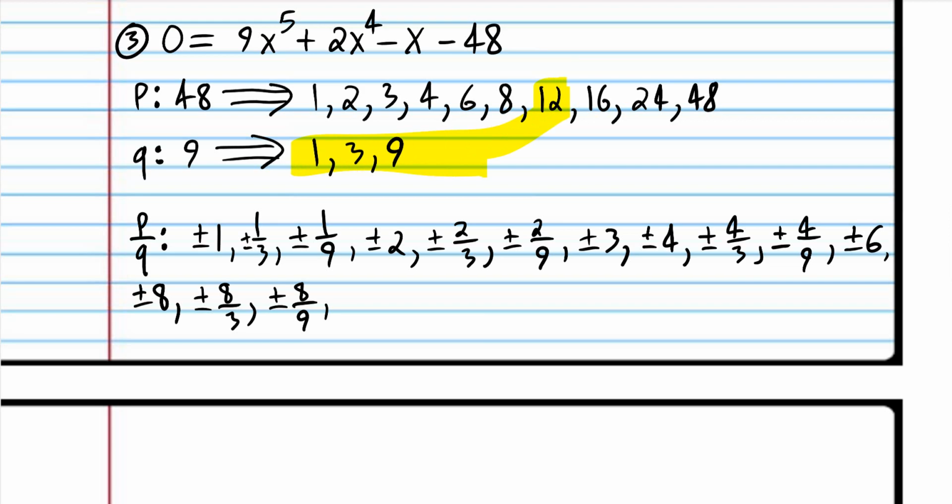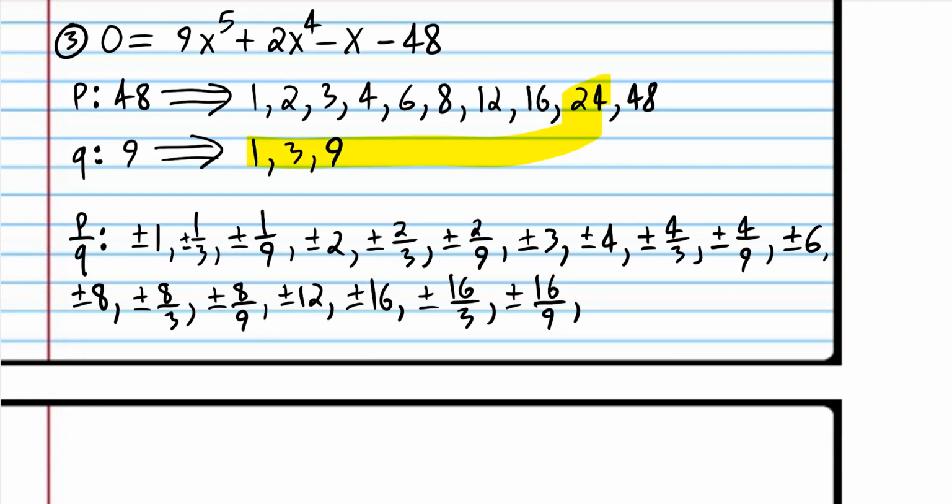And 12 divided by 1 is 12. And 12 divided by 3 is 4. We already have 4 though. 12 divided by 9 is 4/3. But we already have 4/3, so we don't have to write that again. And 16 divided by 1 is 16. Again, I'm not going to give you a problem which has quite so many options here. 16 divided by 3 is 16/3. 16 divided by 9 is 16/9.